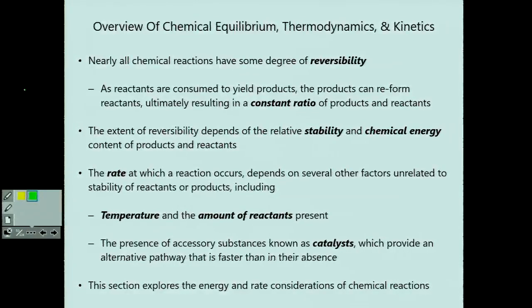And what ultimately ends up happening is that as the reactants are moving forward and producing products at a particular rate or speed, the products start coming back towards reactants at a rate that starts at 0 because initially there's no products, but ultimately goes up. And ultimately a constant ratio of reactants and products is established, and the reaction reaches what is known as chemical equilibrium.